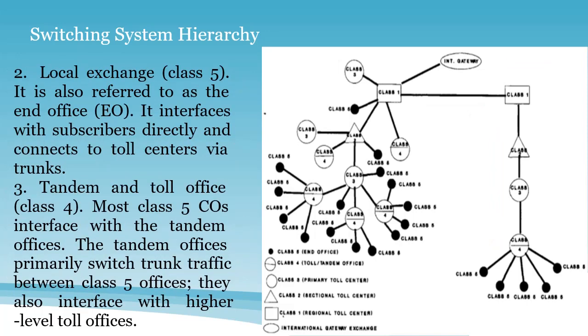2. Local exchange, Class 5. It is also referred to as the end office, EO. It interfaces with subscribers directly and connects to toll centers via trunks. 3. Tandem and toll office, Class 4. Most Class 5 COs interface with the tandem offices. The tandem offices primarily switch trunk traffic between Class 5 offices. They also interface with higher-level toll offices.